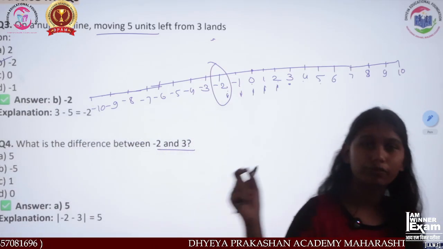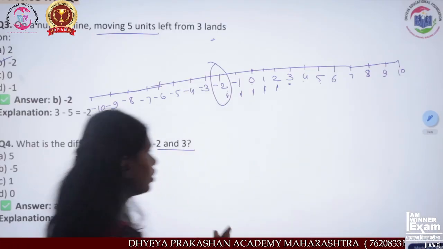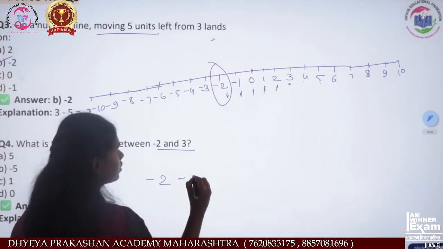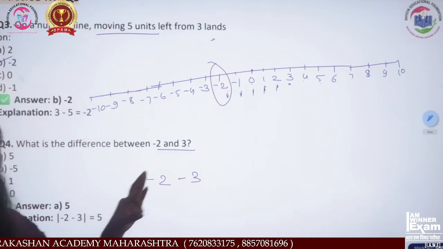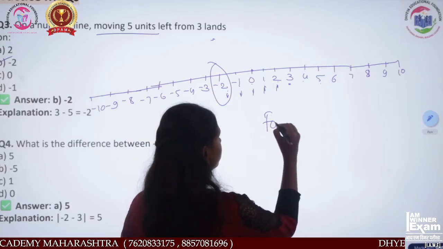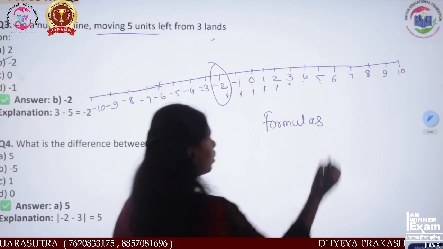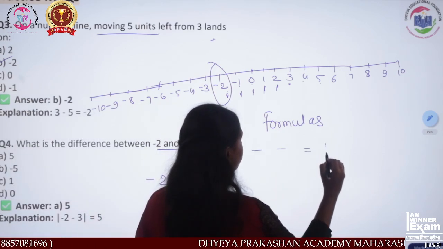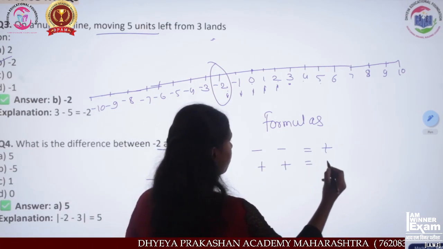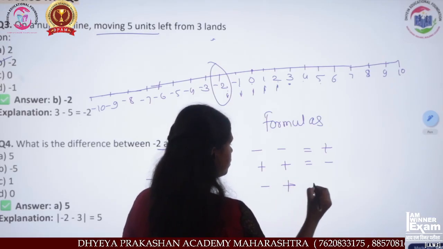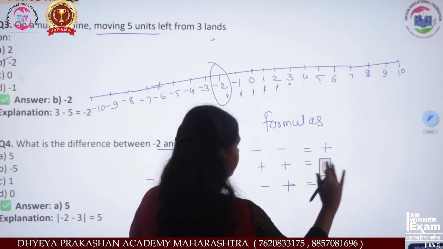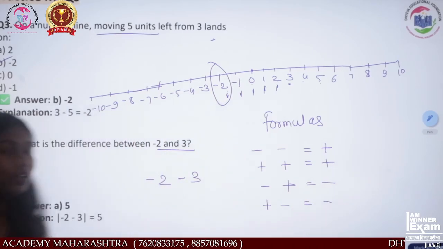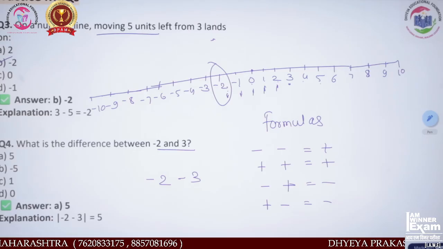Now what is meant by the difference? That we have to just subtract. So taking these numbers, how will you find the difference? That is -2 minus this 3. Now there are simple formulas for solving this kind of question. Minus minus will be plus, plus plus will be plus, minus plus will be minus, plus minus will be minus. So these are the formulas. Just note these formulas. These are very important formulas.